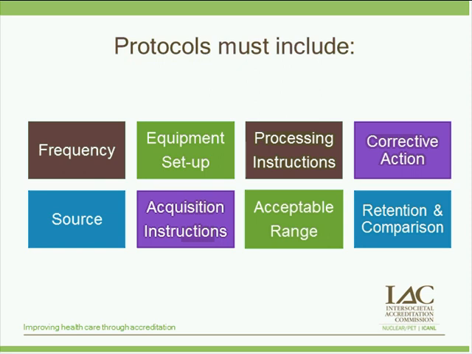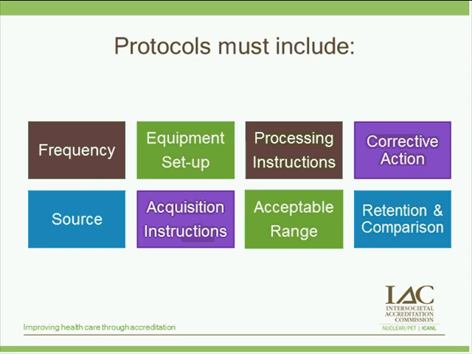For instance, what is the acceptable pixel deviation for a center of rotation set? What is the cutoff level for an intrinsic uniformity? Instructions for corrective action for an out-of-tolerance result. If the numbers are off, do you reboot the system, perform a correction, call the service engineer? And finally, the protocols must contain instructions for record documentation and retention and for comparison with previous results.